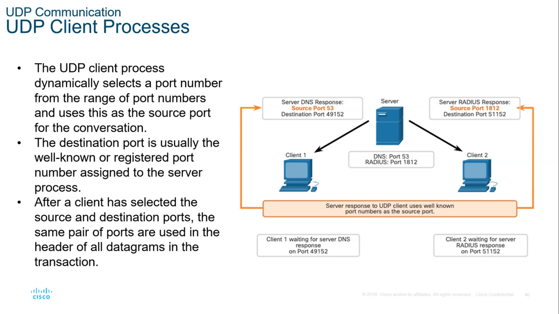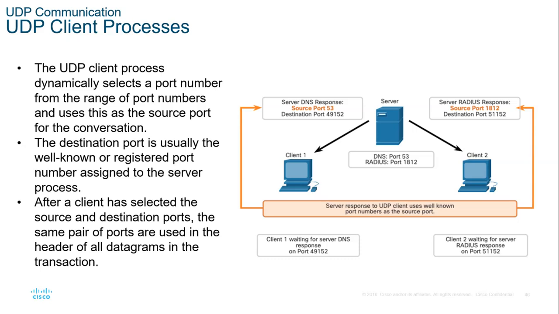Then we have the UDP client process. The UDP client process operates the same way as TCP in terms of port numbers. So the applications are clearly identified at the source and then at the destination. And the destination is not permanent.